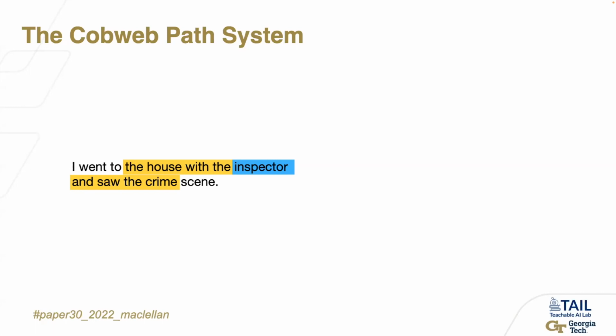Another way that we've tried to overcome it is with this path system. So the path system actually doesn't look just at the leaf itself, but it looks at the entire path along the way. So let me show you what that looks like. So here's our sentence that we had before.